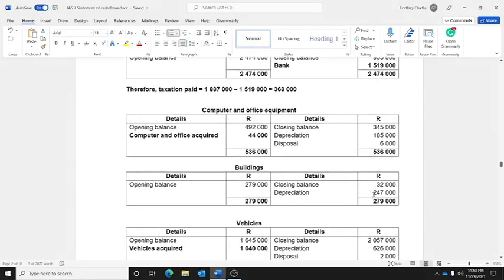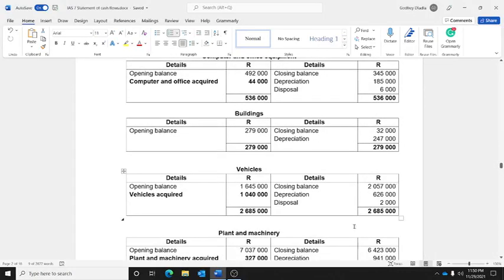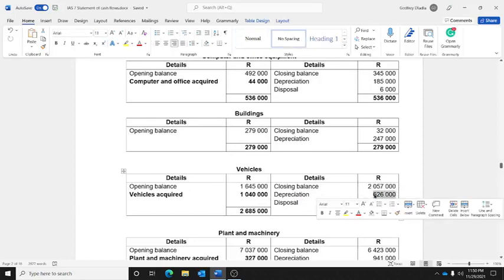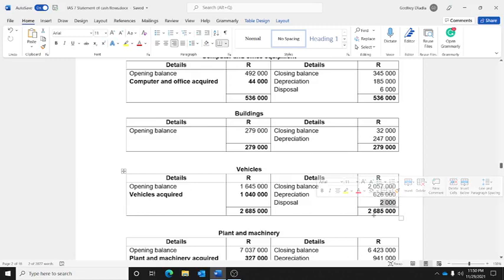Although the bigger problem with such a long question is that I will keep going up and down. Here's the opening, here is your closing, this is the depreciation that I've noted, this is the 2,000 of the one that is disposed. Then I will balance this side with 2,685. Then I will less the opening, and then it tells me that I've acquired vehicles of 1040.